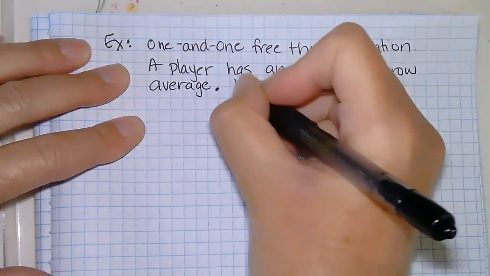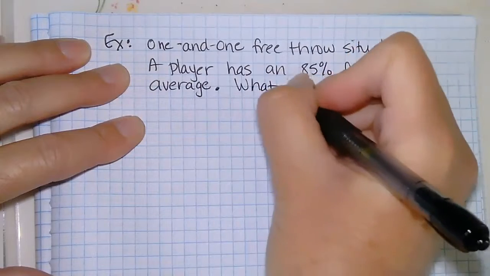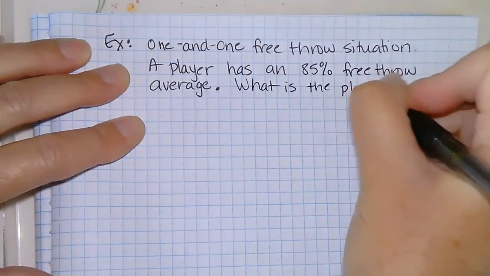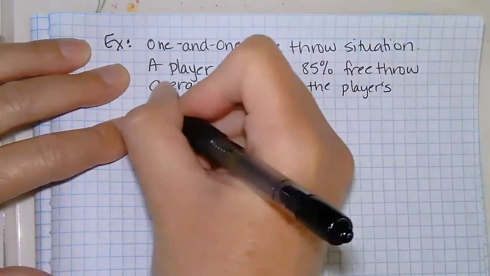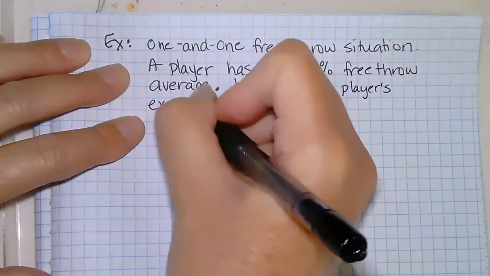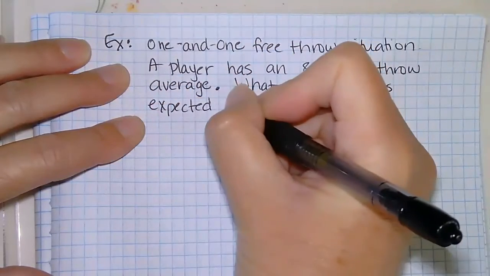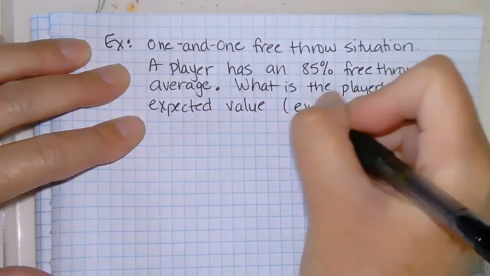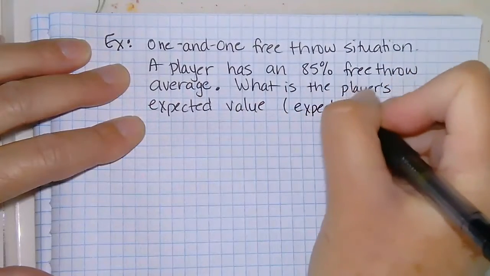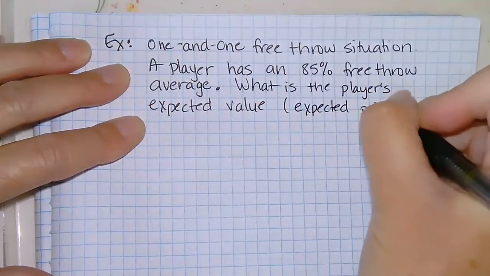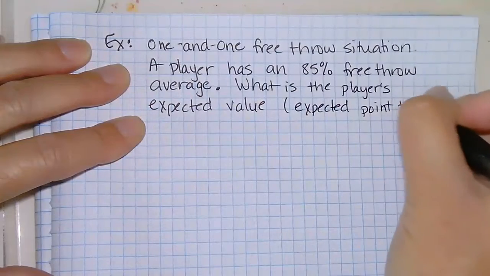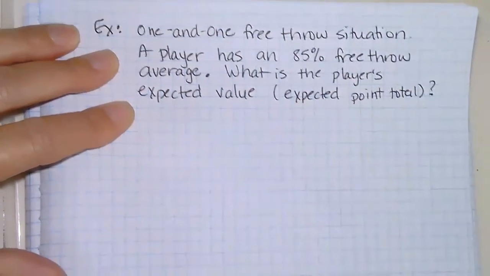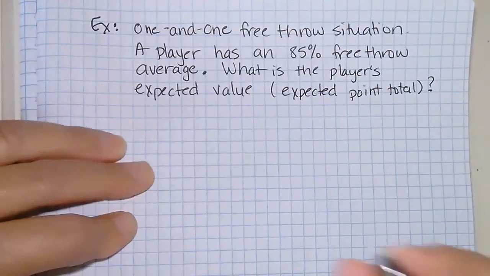And let's say, what is the player's expected value? Okay, and I'll put in parentheses expected point total. Okay, so for this one, we're going to do a tree diagram.